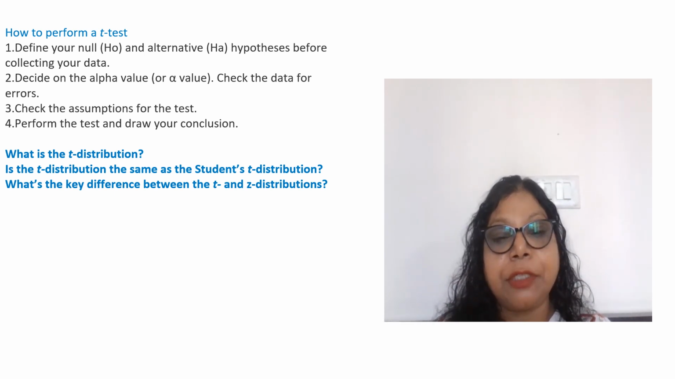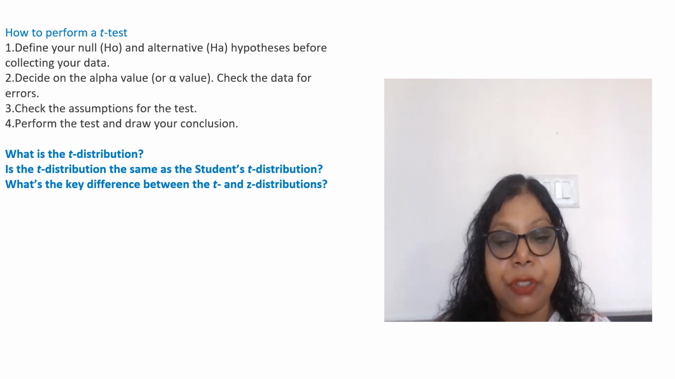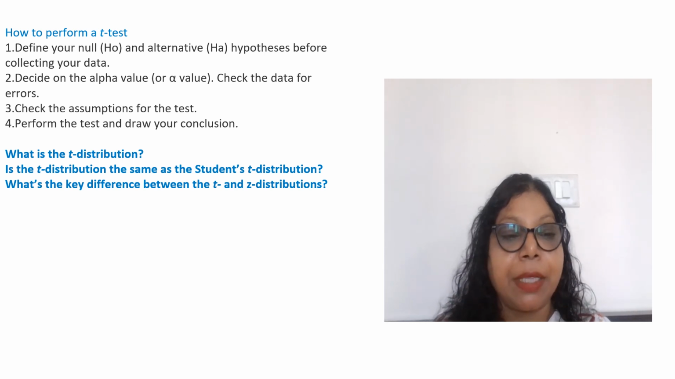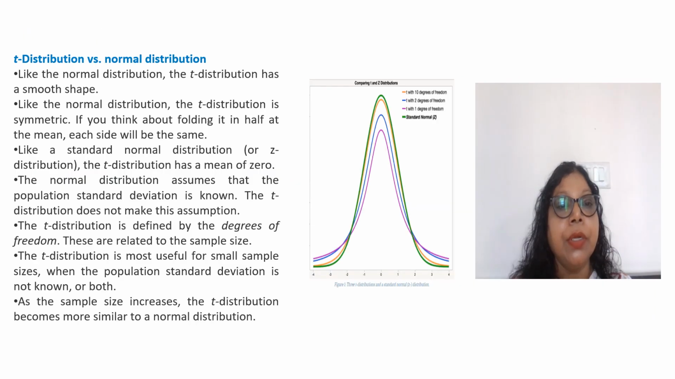So what is the key difference between the t and the z distributions, which we have already discussed in the previous session? See, the standard normal or the Z distribution assumes that we know the population standard deviation, and the t-distribution is based on the assumption that we have the sample standard deviation. So, the t-distribution versus the normal distribution. As we can see over here in the graph, the normal distribution.